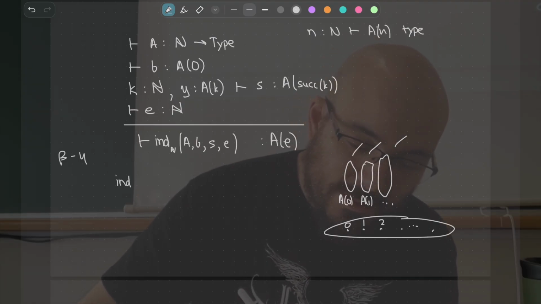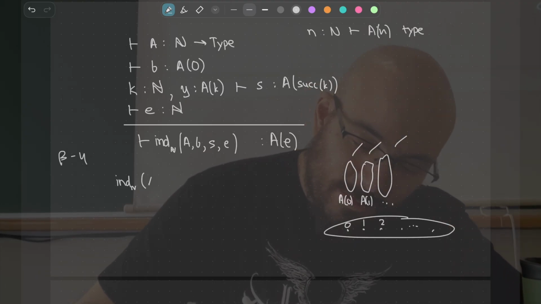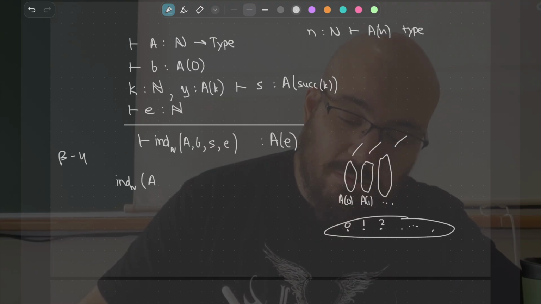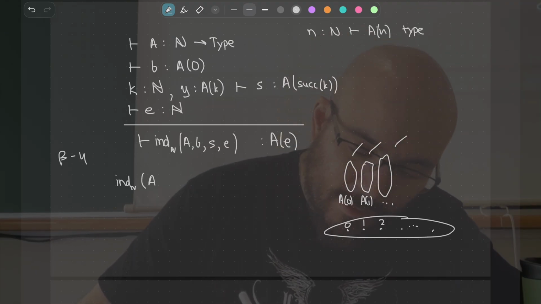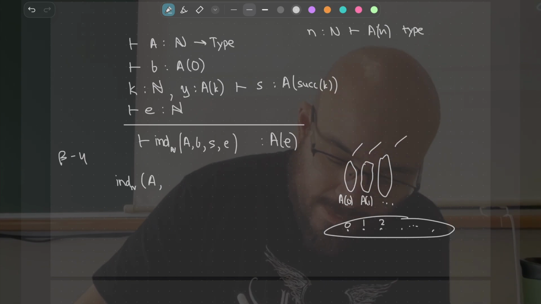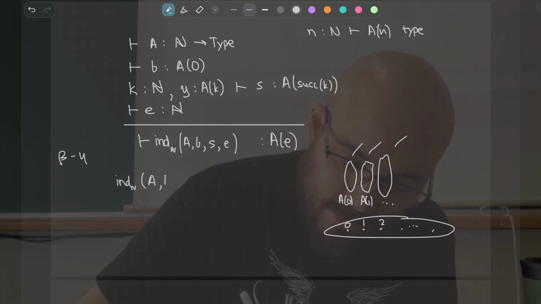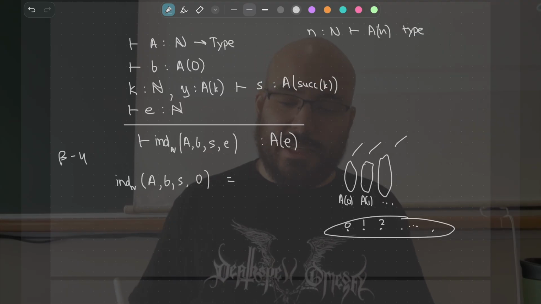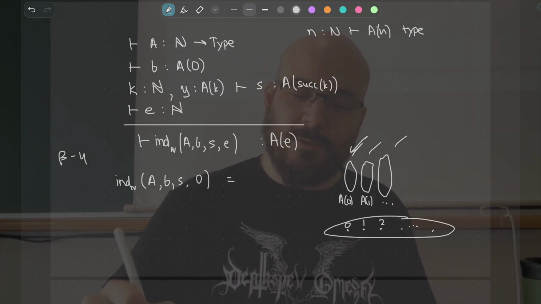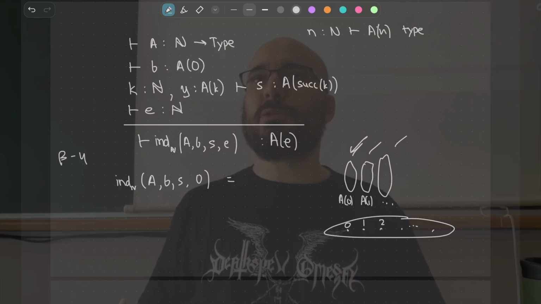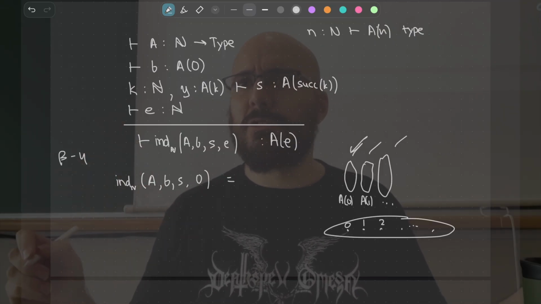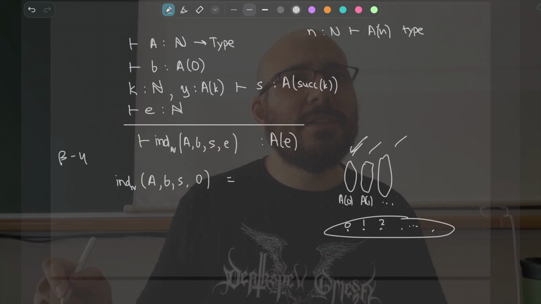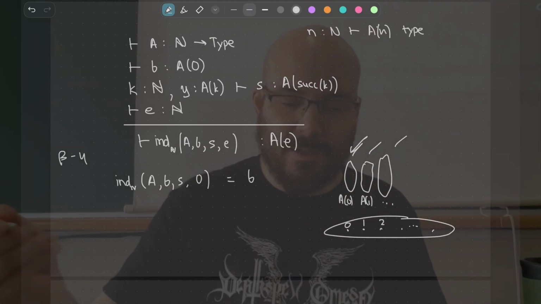So I will write the first. If you ask me to do this induction on a predicate A, on a type A, and you give me B, S, and your E is 0, what should this give back to me? So essentially I'm asking for a proof of A of E. Which proof should this be? Yes, Konstantinos? No? No. Manolis? B, yes. This should be the basis.